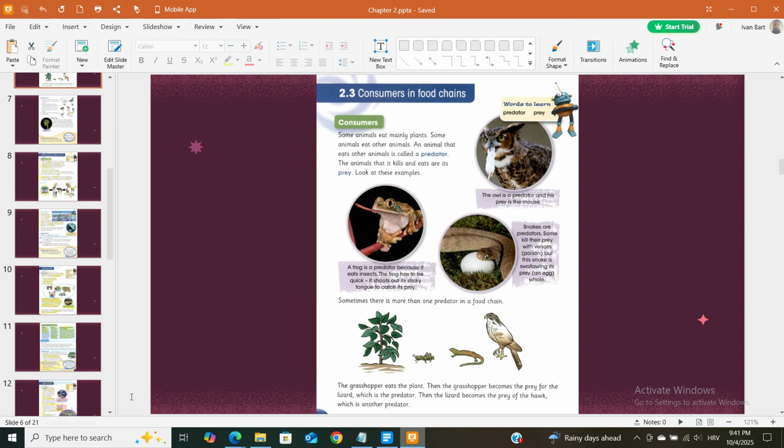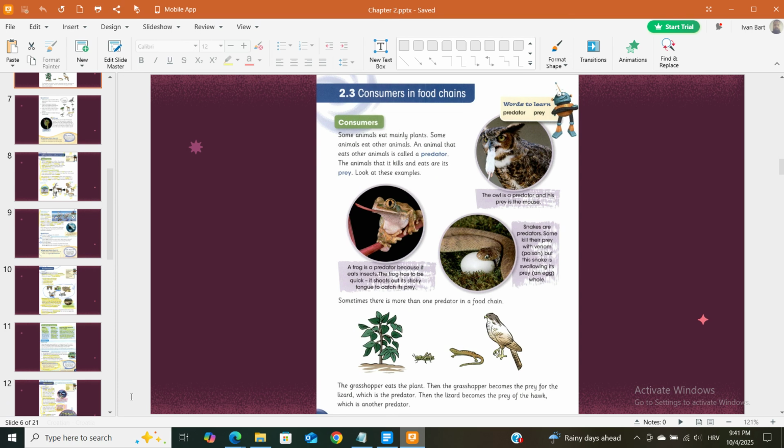Look at these examples. The owl is a predator and its prey is the mouse. A frog is a predator because it eats insects. The frog has to be quick, it shoots out its sticky tongue to catch its prey. Sometimes there is more than one predator in a food chain. Snakes are predators. Some kill their prey with venom, poison, but this snake is swallowing its prey, an egg, whole.